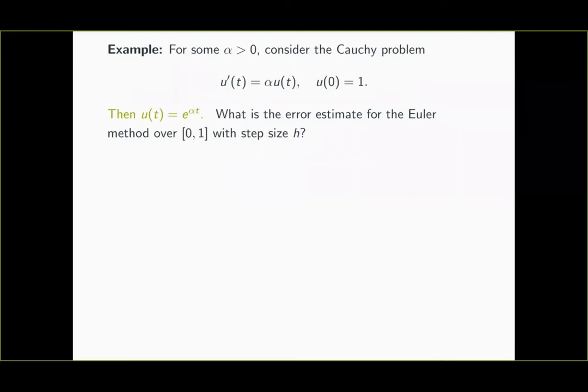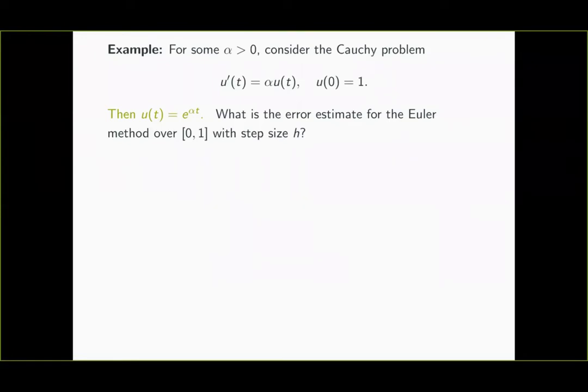Now let us suppose that we apply the Euler method to this very simple Cauchy problem. Let's say we are only concerned with times within the interval from 0 to 1, and we have step size h. What is the approximation error that I encounter with the Euler method for this model problem? Of course, I already know the solution to this model problem. However, such simple model problems where we already know the solution are very good test cases to try out a numerical method and get an idea of how this method actually behaves in practice.